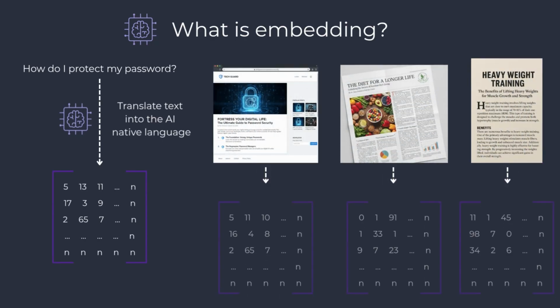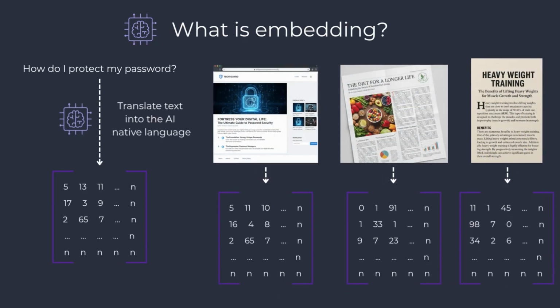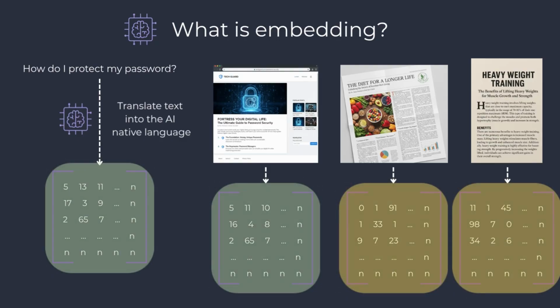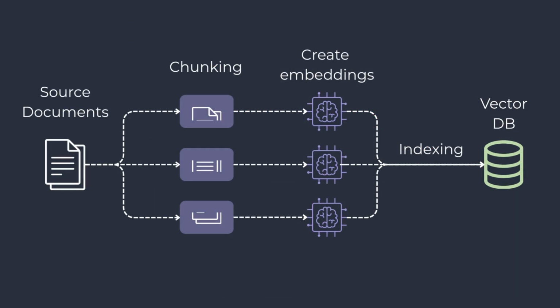Once everything is in this format, the AI can quickly say, "Oh, this article about password security has the same meaning fingerprint as your question," and pulls that one up. So embeddings let the AI understand what the text is about, so it can match your question to the relevant information, even if the exact words are different. Finally, all of the embeddings are stored and organized in a special kind of database called a vector database. You can think of this as creating a super smart index or library for our private information.